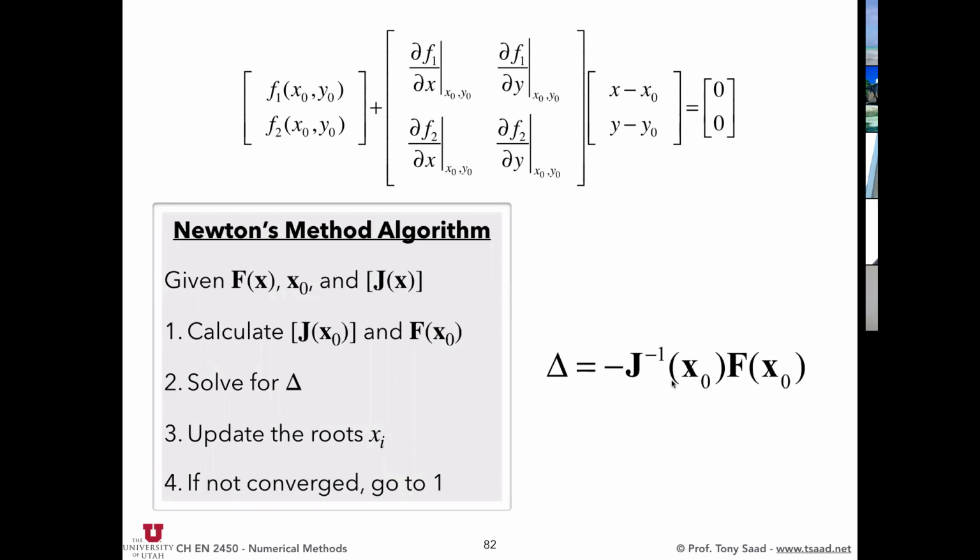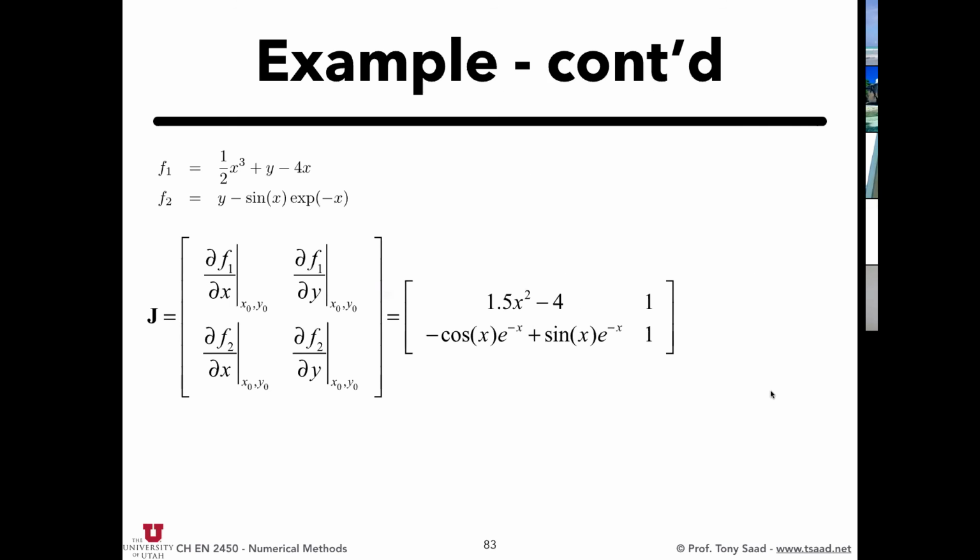Really, the way this should be written is that delta at k plus 1, the new values of the root, are equal to J inverse at the previous value of the root times F at the previous value of the root. Okay, so now let's apply this to our example, and then we'll go ahead and program it together.